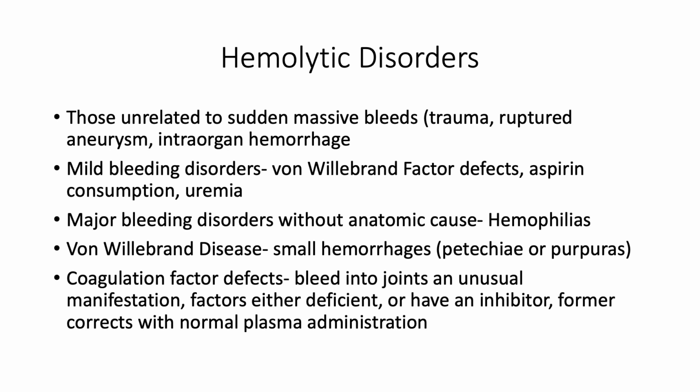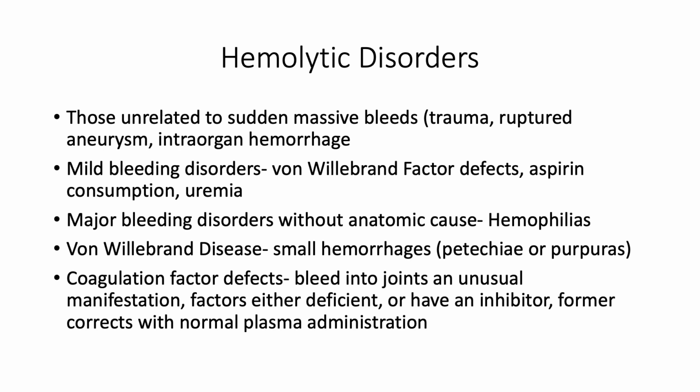Hemorrhagic disorders, and these are unrelated to sudden massive bleeds. These include trauma, ruptured aneurysm, intra-organ hemorrhage. These are massive bleeds, often trauma-related. There are also mild bleeding disorders such as von Willebrand factor defects, aspirin consumption, and uremia. Major bleeding disorders without anatomic cause are called hemophilias.